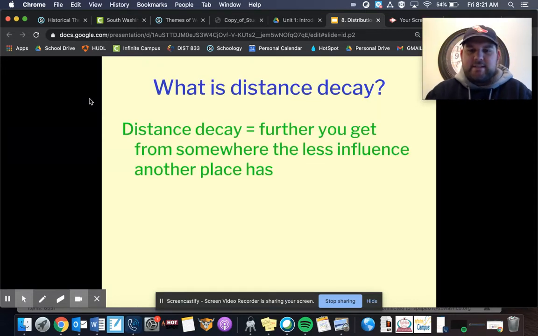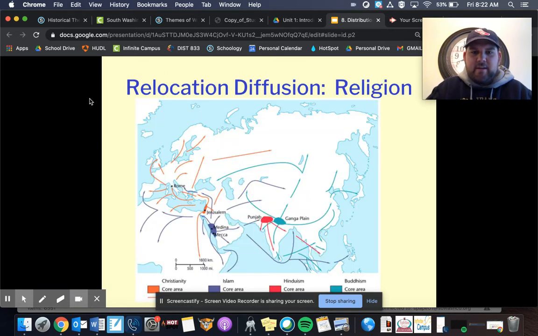Distance decay. Okay, distance decay is the further you get from somewhere, the less influence another place has. Right. So if I moved from Minnesota to Europe, Minnesota is going to start to have less influence over me. Right. The things that I wear or the things that I do. I'm not going to be as much of a fisherman or an outdoorsman, or be able to skate and do outdoor hockey and things like that, because it's just not available there. And so the further away you get, the less influence it has, or the more decay that takes place.